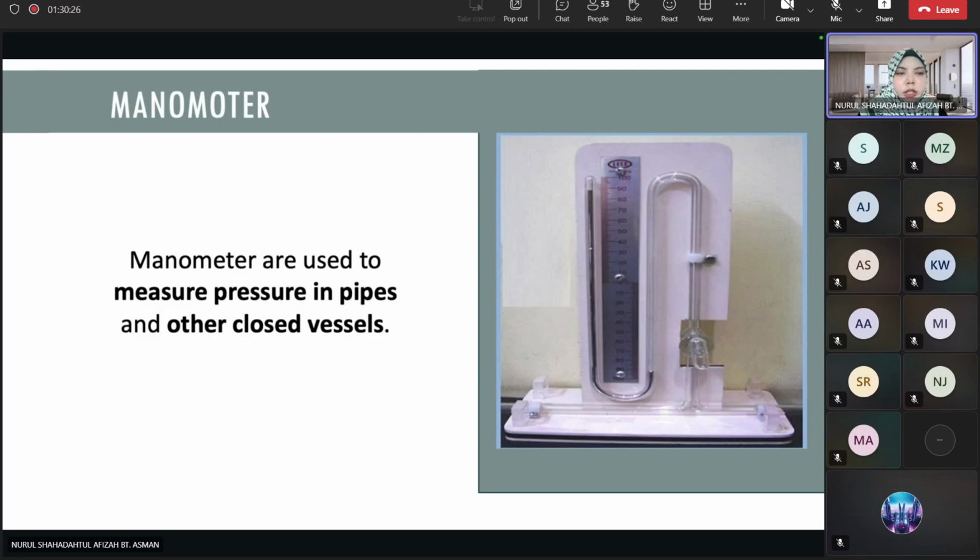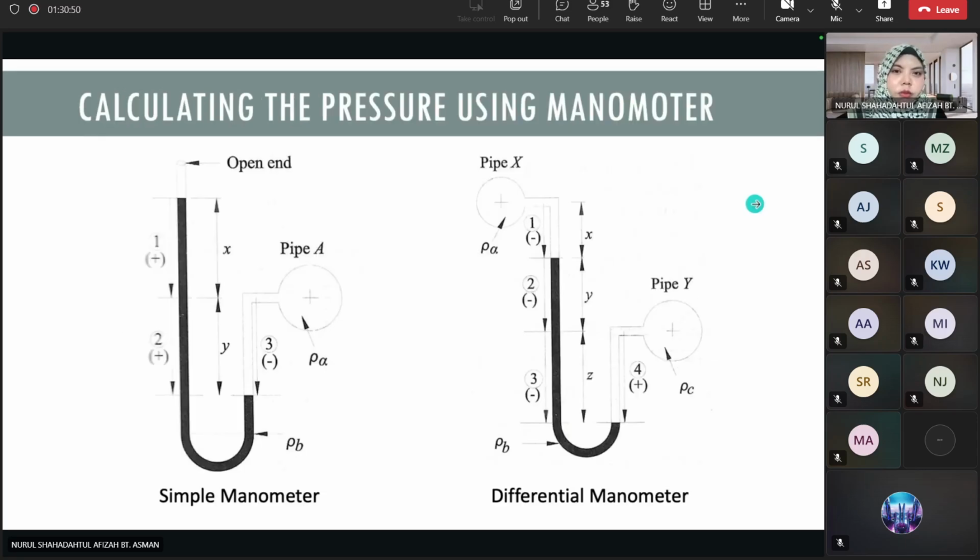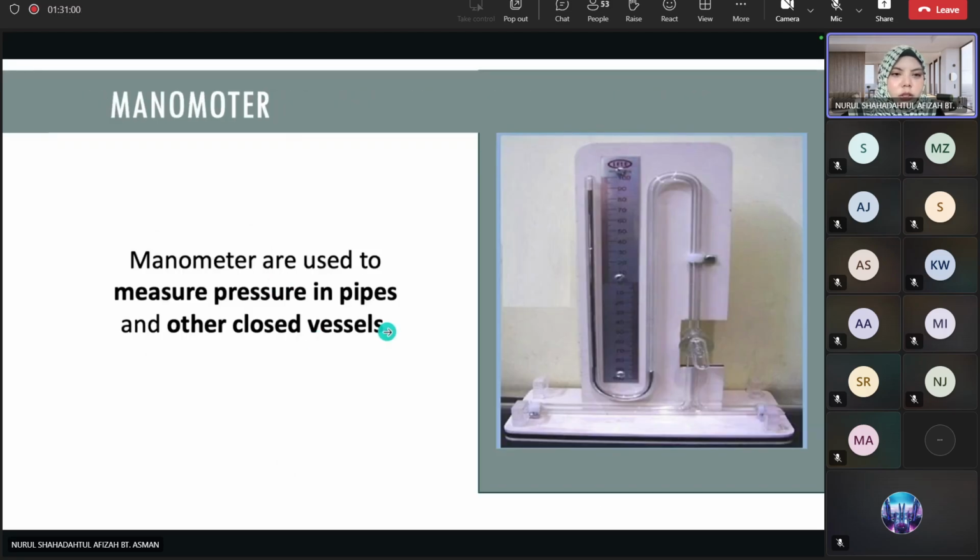Just now was the barometer. So now the manometer. Manometers are used to measure pressure in pipes and other closed vessels. Here is a sample of a manometer. I think you will do this during your hydraulic lab. In year three, you will see this instrument in your hydraulic lab. This one is for calculating the pressure using a manometer. So now for the closed vessel.